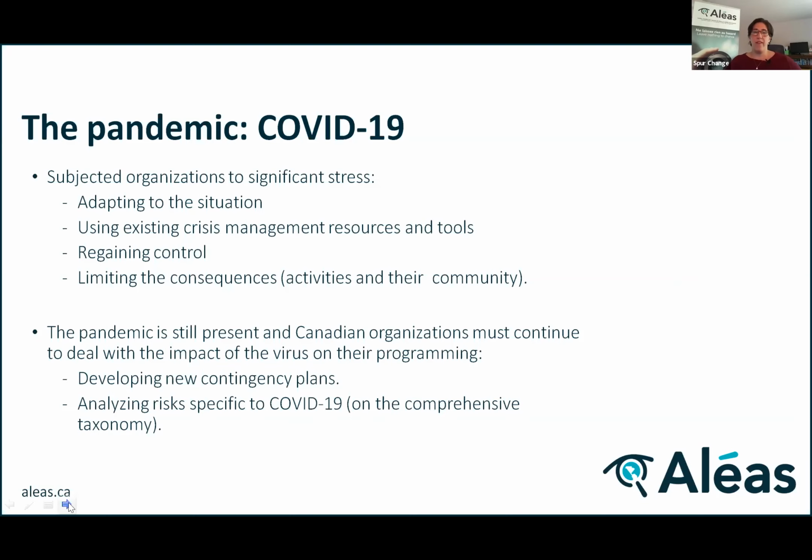So again, rather quickly, you were put through significant stress because of COVID-19. You had to adapt to the situation, regain control, limit the consequences. So now that COVID-19 is part of our reality, it has to be considered in our operations from now on. It's important to look into developing new contingency plans and analyzing the risks that are specific to COVID-19.